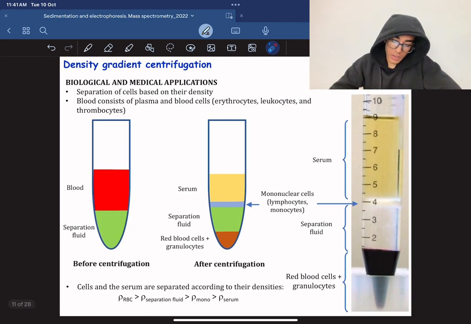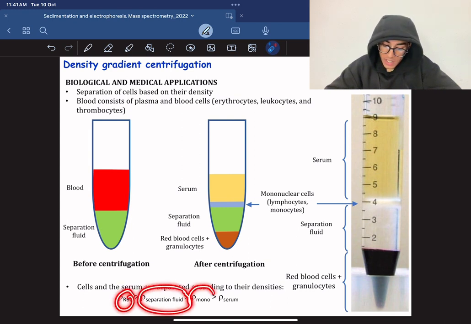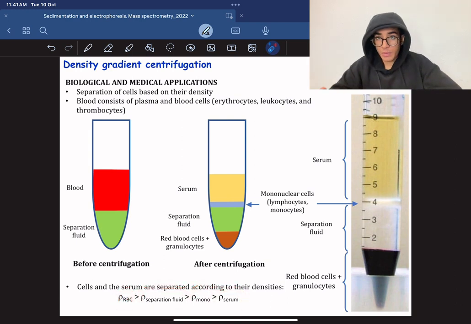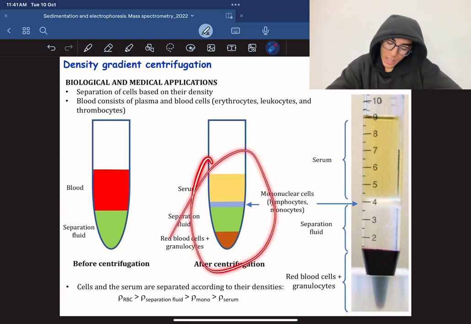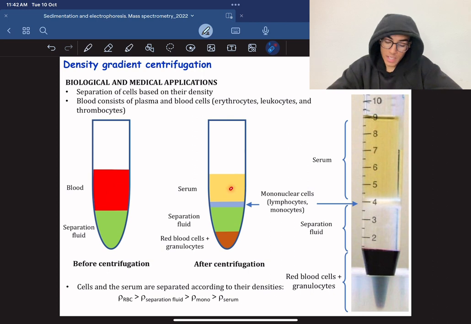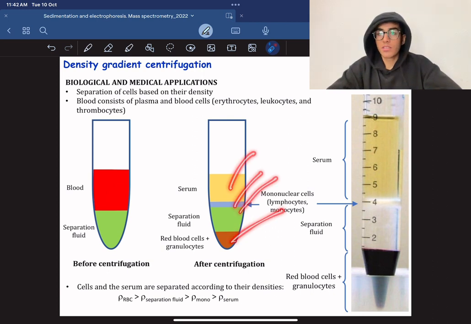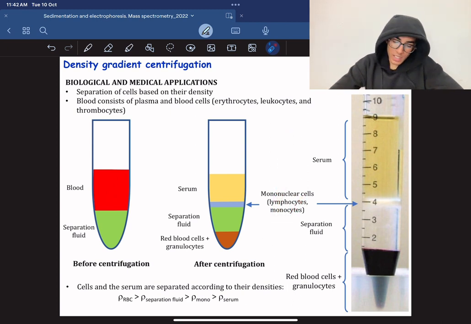And where is this used? We can see over here. It's used to separate the blood particles. Okay, there's going to be blood separation fluid over here. And the densities of all the particles in our blood are different. So the density of the red blood cells is more than the density of the separation fluid, is more than the density of monocytes like leukocytes, erythrocytes, monocytes, all of that. And that is more than the density of serum. So they're all going to separate out like that, and then we can be like, okay, this has more density, no, this has less density, this has more density. Because we know that the density increases like that. Simple enough to understand. I hope this is easy.